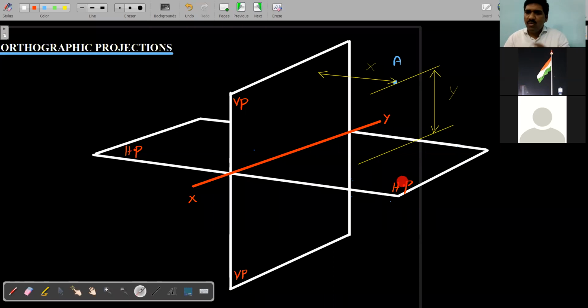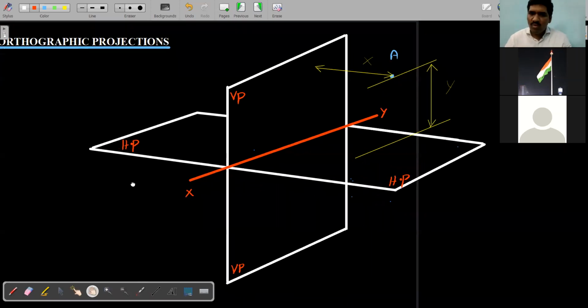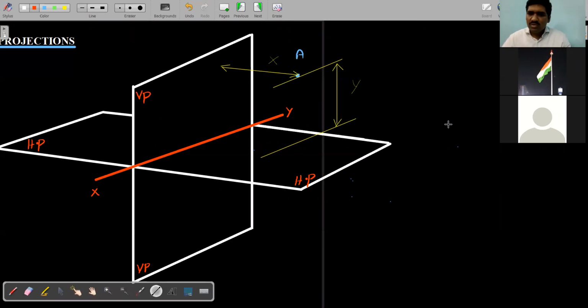So this is your position, the observer's body position. And you are seeing the view from which direction? This direction you are seeing, all of you.